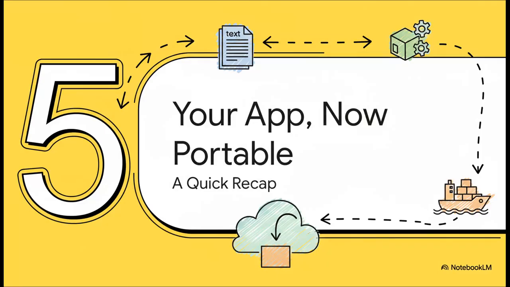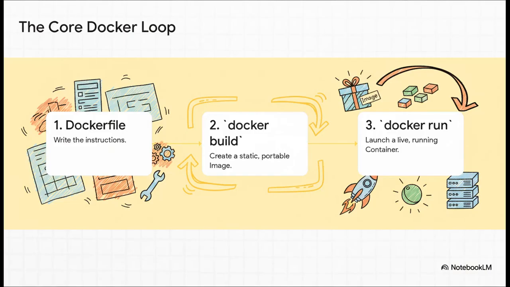So let's just pull this all together and do a super quick recap of the journey we just took, from a simple text file all the way to a completely portable application. It all boils down to this simple but incredibly powerful loop. First, you write the instructions in a Dockerfile. Second, you use docker build to create that static portable image. And third, you use docker run to launch a live running container from that image. Blueprint, package, launch. That is the absolute heart of Docker.